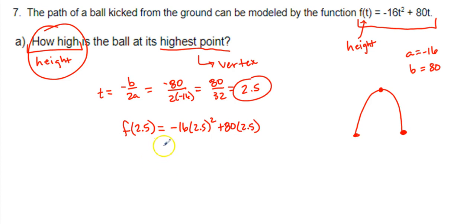Simplify with the calculator if you need to. 2.5 squared. Remember, this is the only thing that's being squared here, the 2.5. So the negative 16 stays out front. 2.5 squared is 6.25. Plus 80 times 2.5 is 200. And then negative 16 times 6.25, again, you can use your calculator. That should give you a negative 100 plus 200.